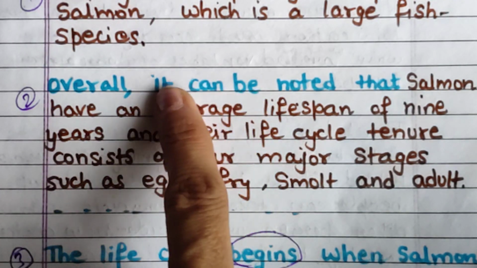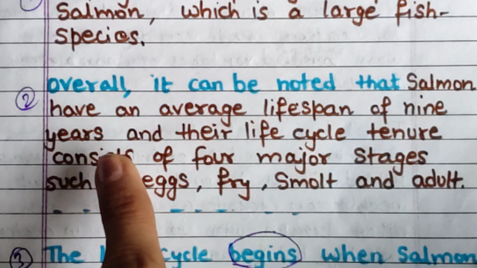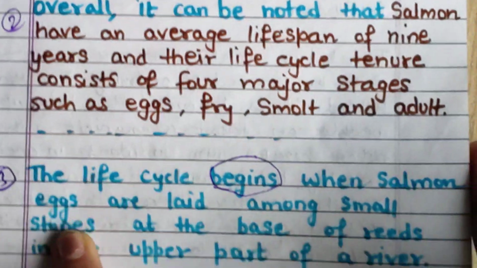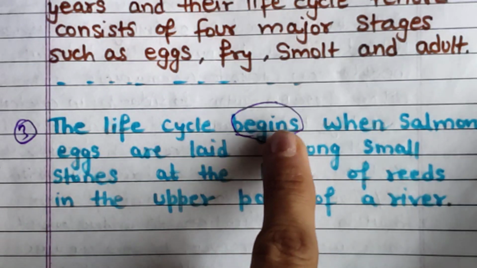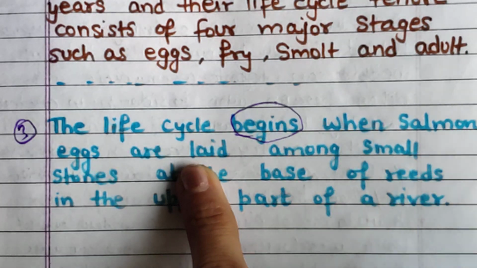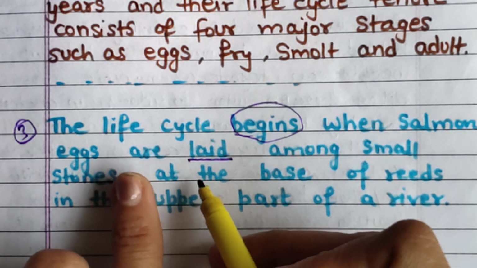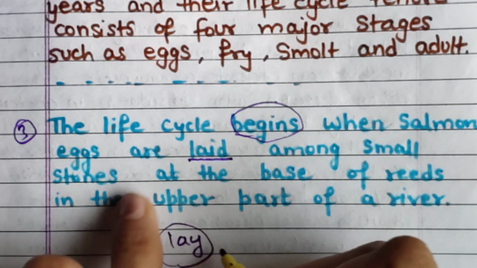This also you can use in simple tense. It is evident from the process diagram that salmon have an average lifespan. This is also present tense, and here also you can see the life cycle begins, because we are going to talk about the first stage when salmon eggs are laid. Now this is passive voice. Okay, this is are laid. Instead of lay, we have used laid.